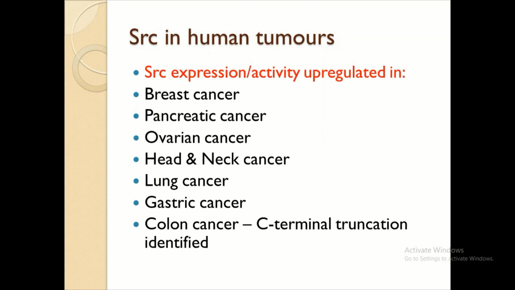SRC is also found in other human tumors. SRC expression is upregulated in other tumors also, not only in Rous sarcoma. Other tumors such as breast cancer, pancreatic cancer, ovarian cancer, head and neck cancer, lung cancer, gastric cancer, and colorectal cancer. All these cancer types express the SRC oncogene.